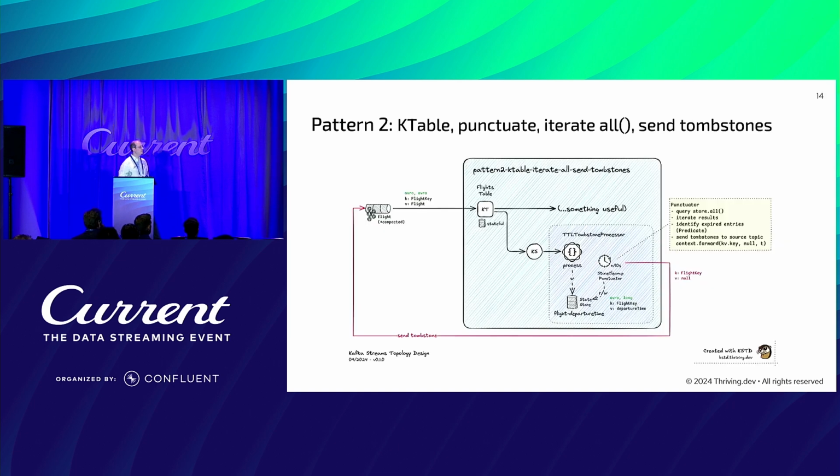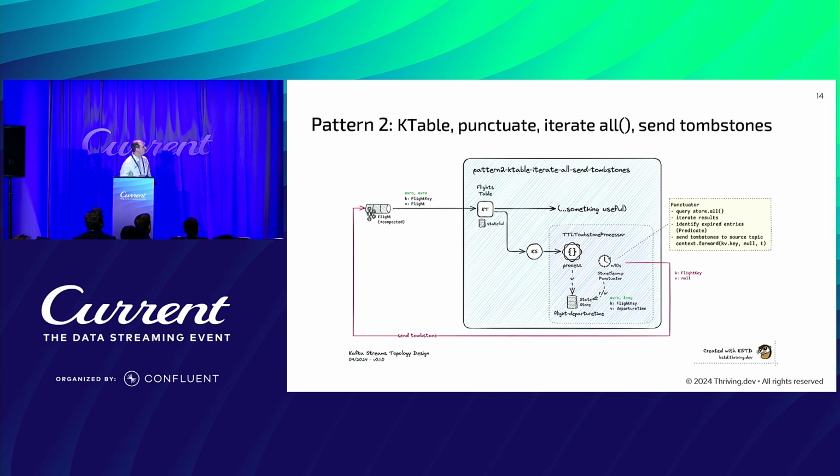Pattern number 2 is quite similar, and it's actually the exact pattern that you can also find on the Confluent website when you search for TTL. The main difference is that here we do not have a custom state store, but we actually use a k-table. The k-table is stateful by nature, so it also uses a state store under the hood. And we won't touch this state store at all. So whatever our actual business logic is about, we do something useful with the table, join with other streams, or whatever we need to do.